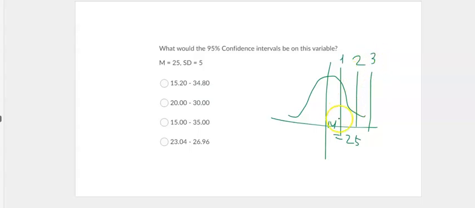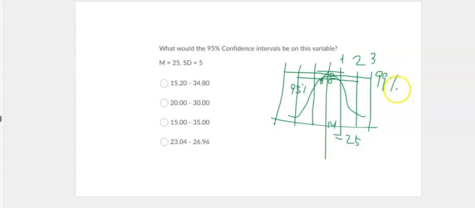Standard deviation 1 covers about 68% of the data distribution. The second standard deviation includes 95% of the data. And standard deviation 3 includes about 99% of your data.